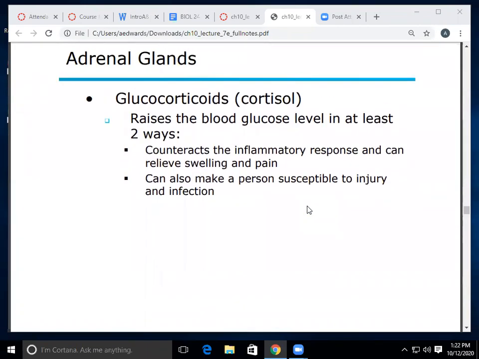Okay, for glucocorticoids, an example is cortisol. It increases your blood glucose level. How does it do that? It can interrupt the inflammatory response. Okay, it helps you relieve pain and swelling of the tissue.